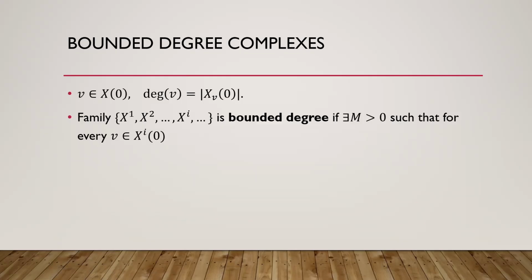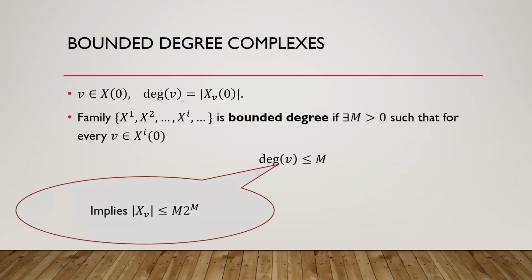And a family of simplicial complexes is bounded degree if we can find a single number m, so that for every vertex in every simplicial complex in the family, the degree is at most m. And let me just comment that if you still like the definition that Max gave yesterday, that the degree is not just the number of adjacent vertices, but the number of total faces containing the vertex, once we have this bound m, we also have a bound on the total size of the link, or the number of faces that contain a vertex.